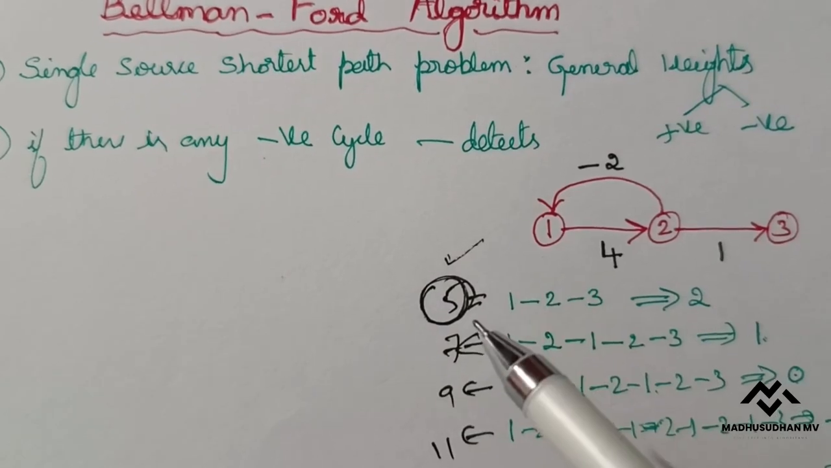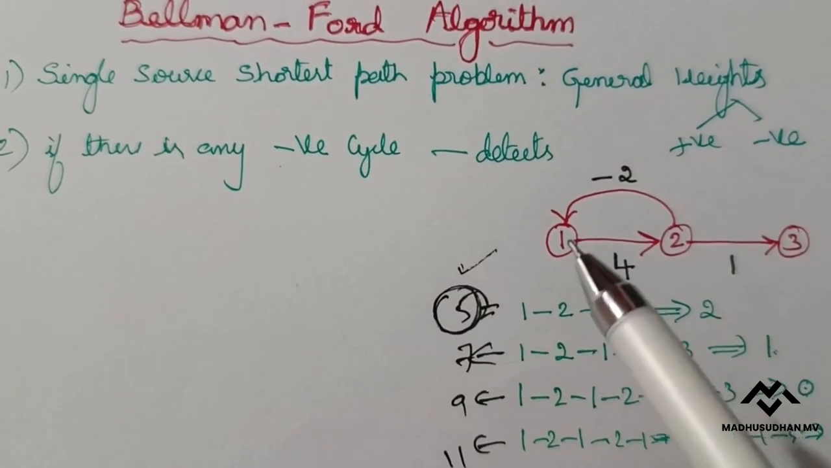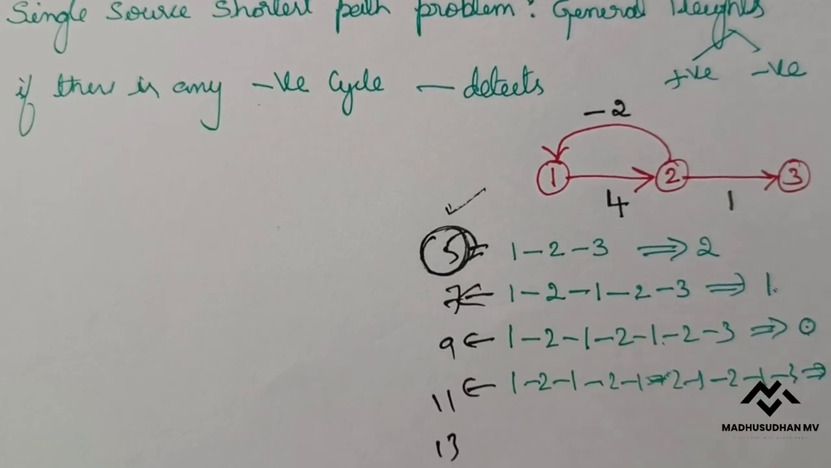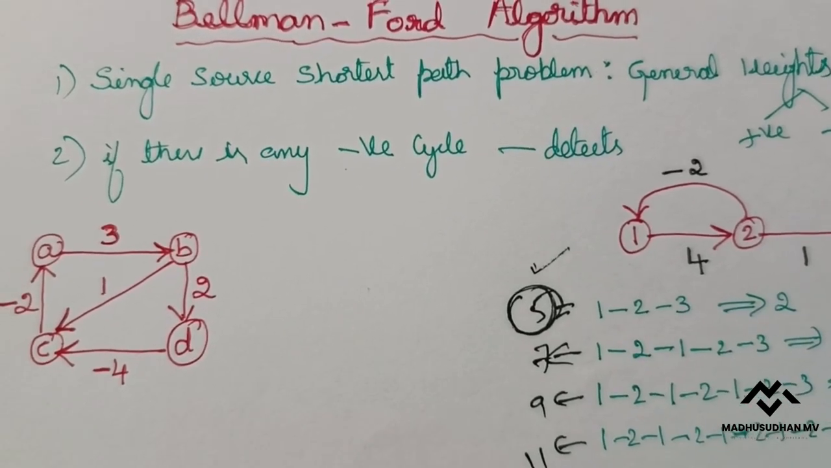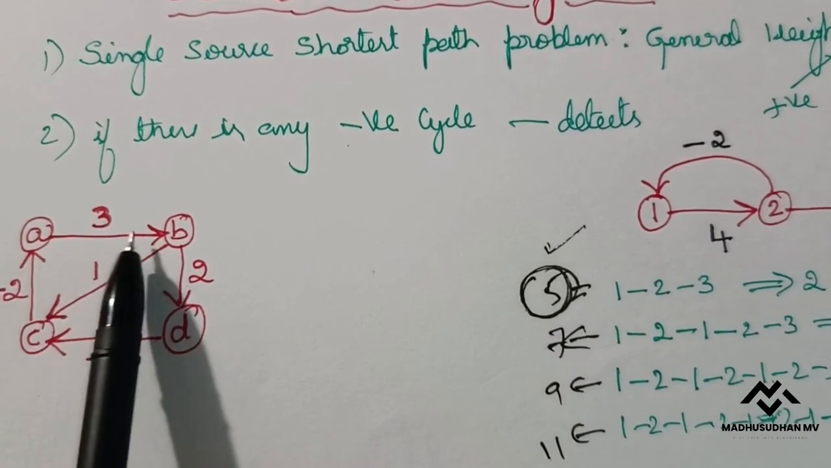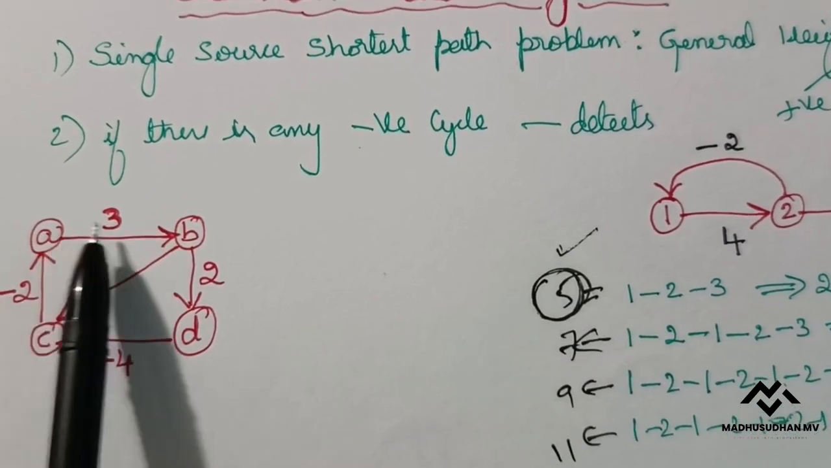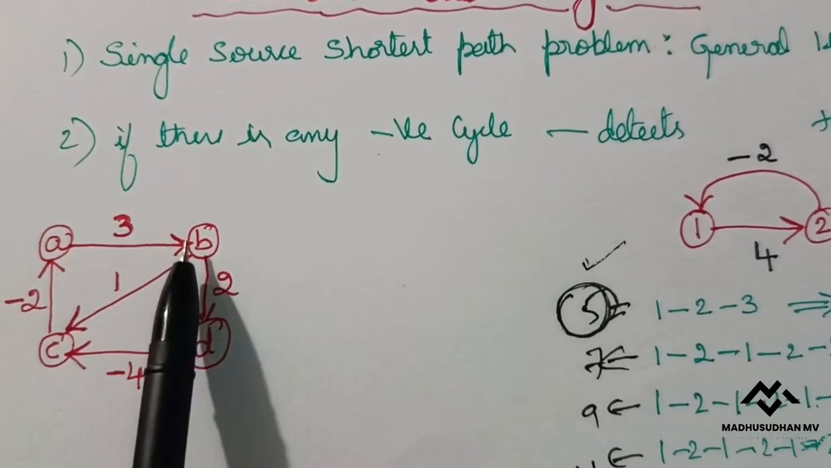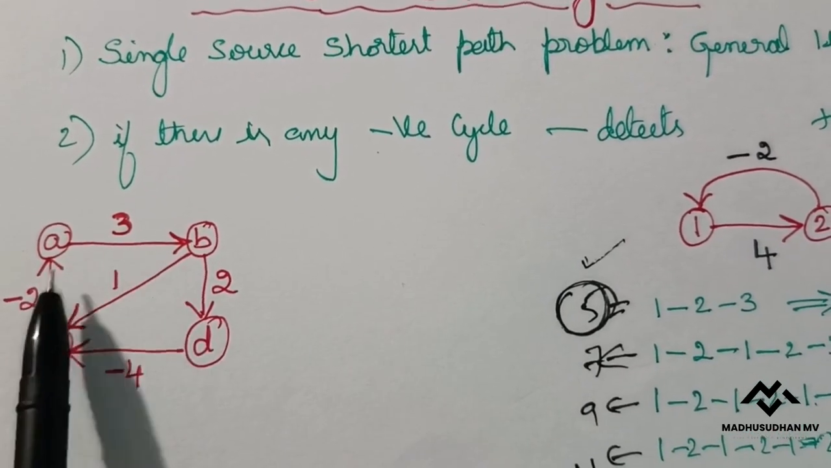Okay, so now let us take one simple problem, and for that I will go and write the algorithm. Let us take this simple graph. This graph is having 2 cycles. See, this is 1 cycle and the total weight of the cycle is 3 plus 1, 4, 4 minus 2, 2. The total weight of the cycle is plus 2, not a problem.